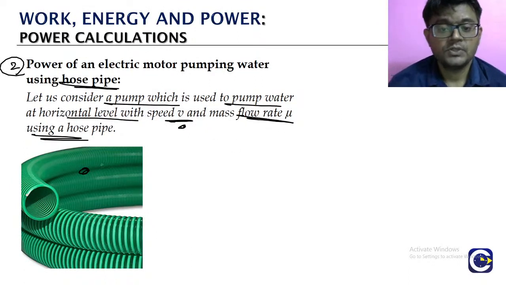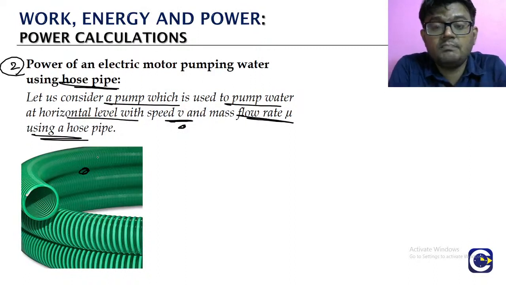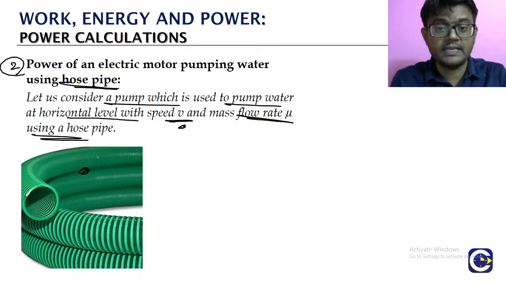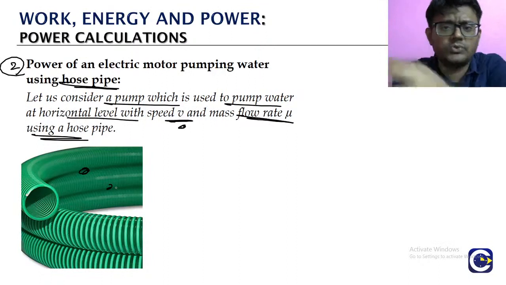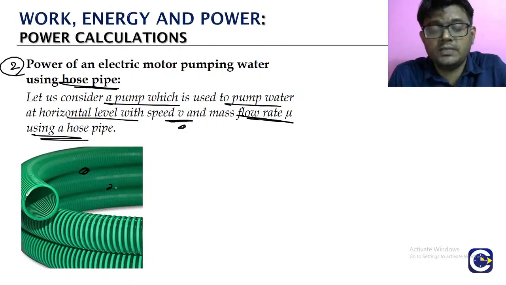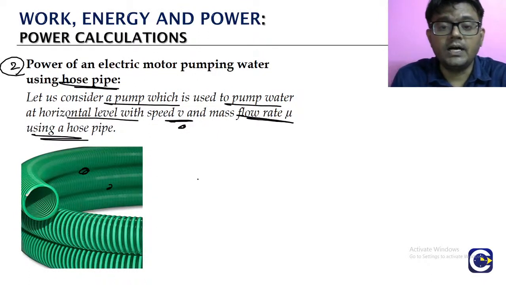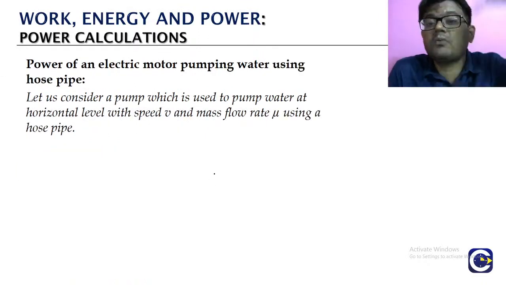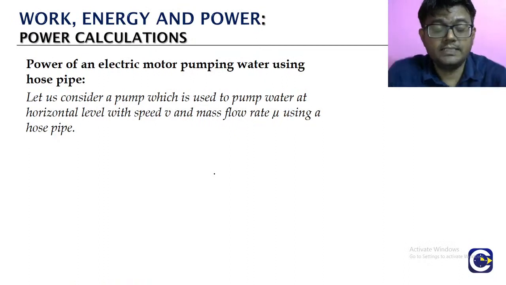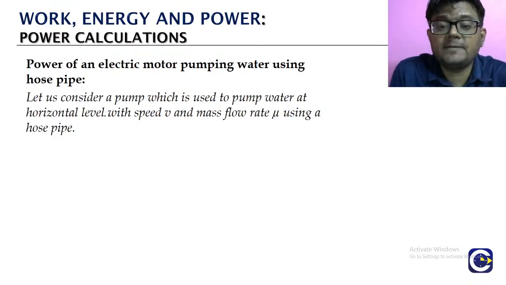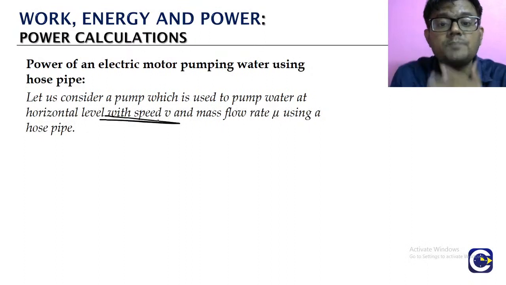Again, here also the mass flow rate we are taking as mu. Usually when we make the water flow from one place to another, like in an agricultural field, or even in our houses, when you get a water tank, this is the kind of pipe they use to make the water come from the tank into the reservoir, or the small tank that you have in your house. So the operating model here is we are not pumping the water into the overhead tank.